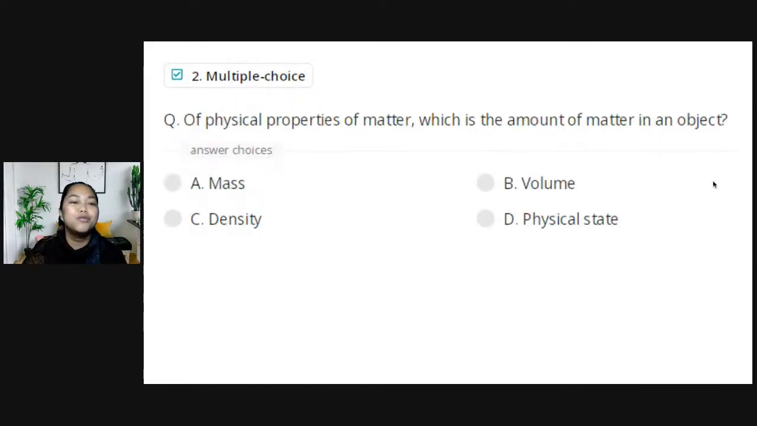Okay, we move on with number 2. This is science of physical properties of matter, which is the amount of matter in an object. Is it letter A, mass, letter B, volume, letter C, density, or letter D, physical state? Okay, which one is the correct choice? Number 2 po, which one is the correct choice, do you think, for number 2?